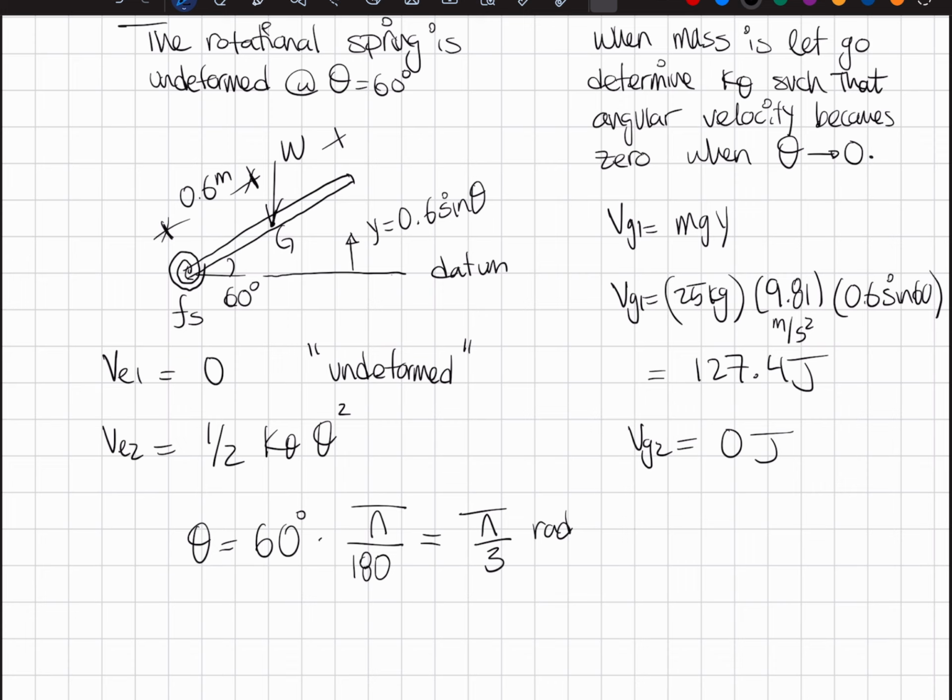Taking this, plugging it back into VE2 gives us pi squared over 18 k theta. And again, remember, k theta is unknown. We're going to have to do some exploring.